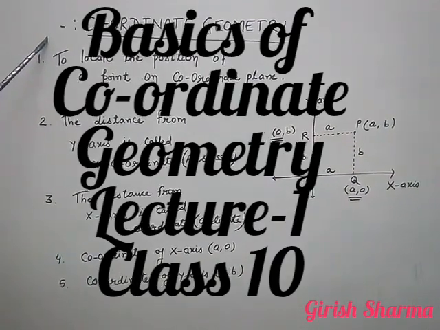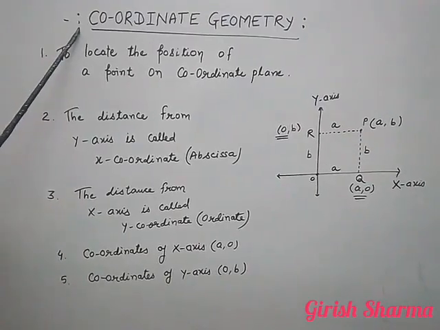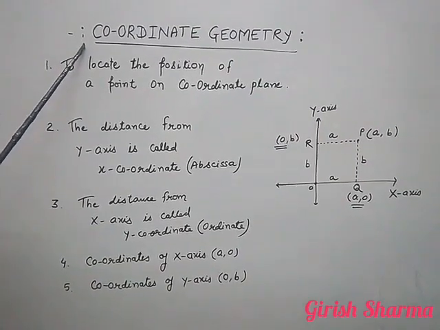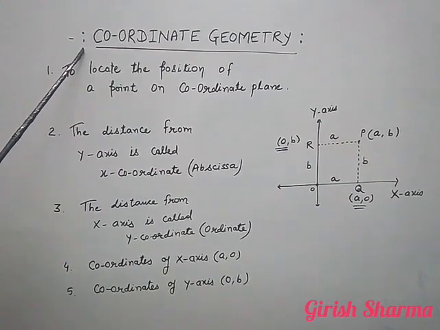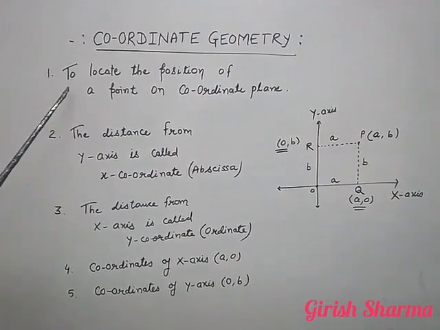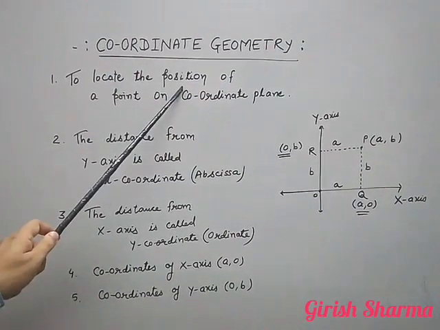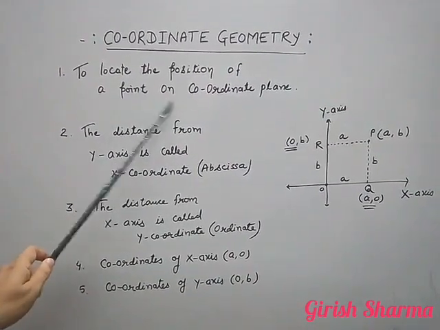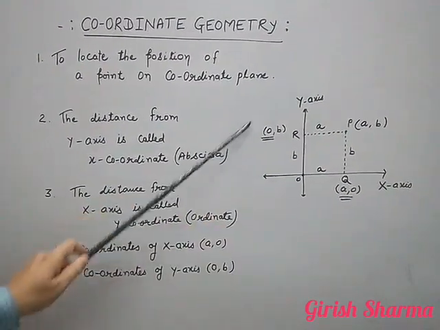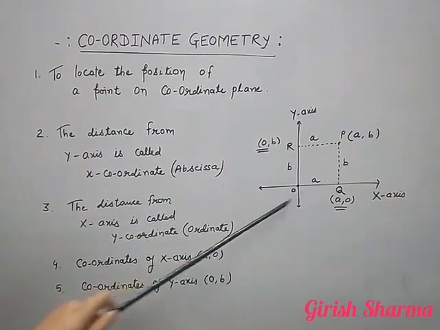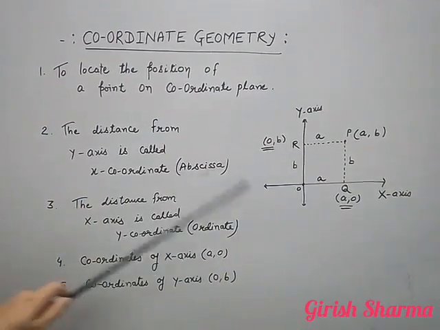Students, today we are going to start coordinate geometry. In class 9th, in class 8th, in lower classes we have seen how to locate a point, how to locate the coordinates on a coordinate plane, to locate the position of a point on a coordinate plane. We are locating on a graph paper. This is our coordinate plane where the x and y axes exist.